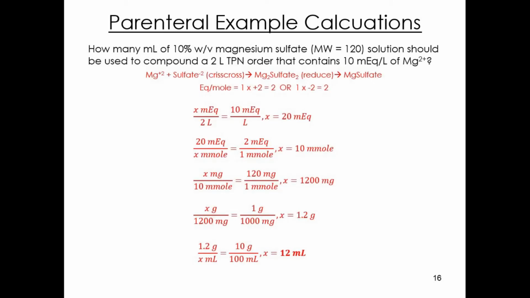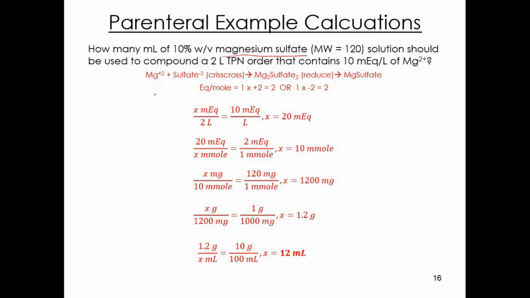The first example problem deals with a micronutrient, magnesium sulfate. It asks how many milliliters of 10% weight volume magnesium sulfate solution, with a molecular weight of 120, should be used to compound a 2-liter TPN order that contains 10 milliequivalents per liter of magnesium.